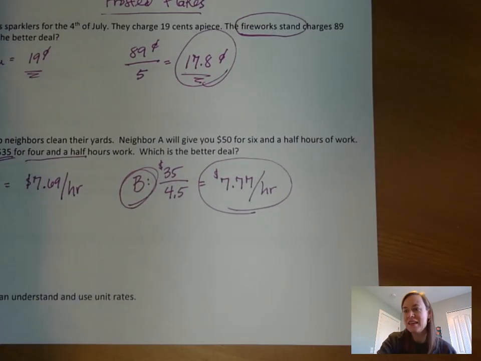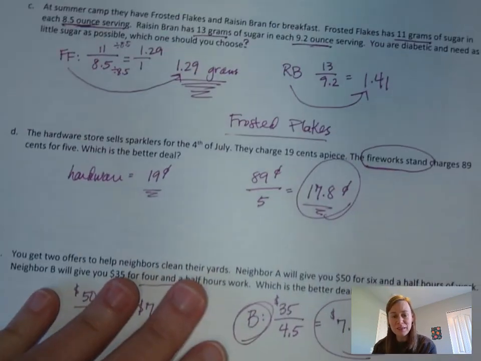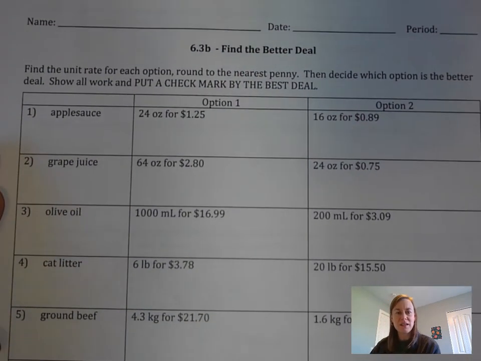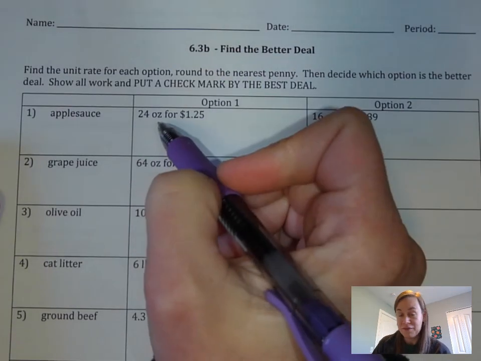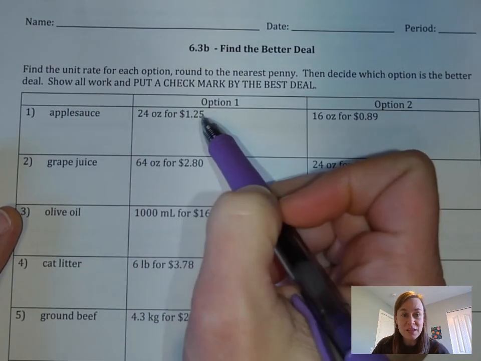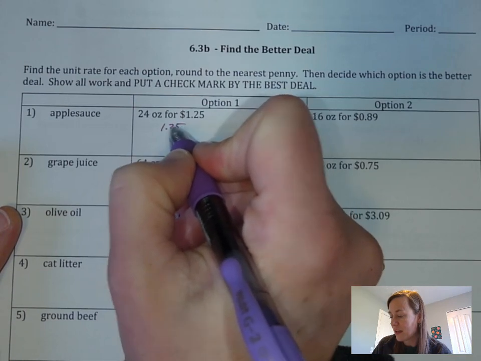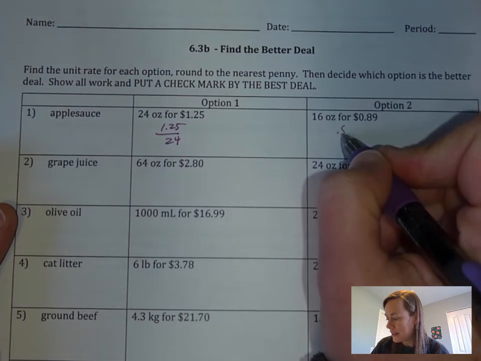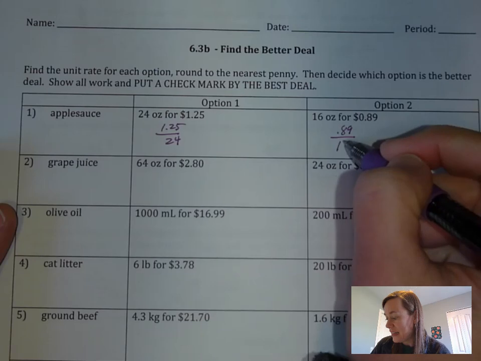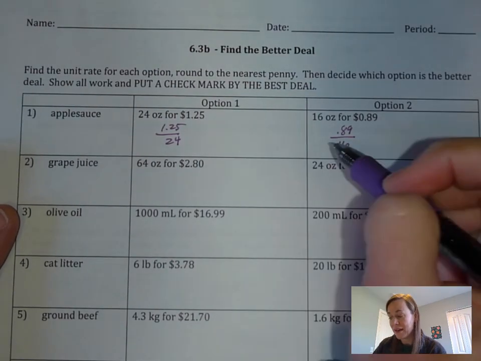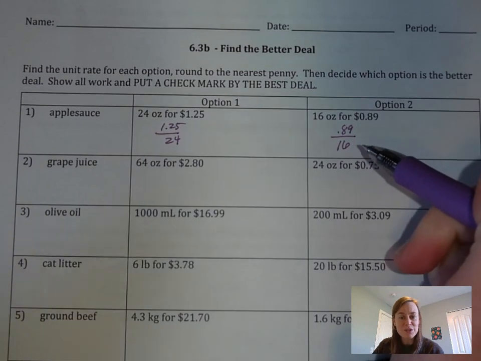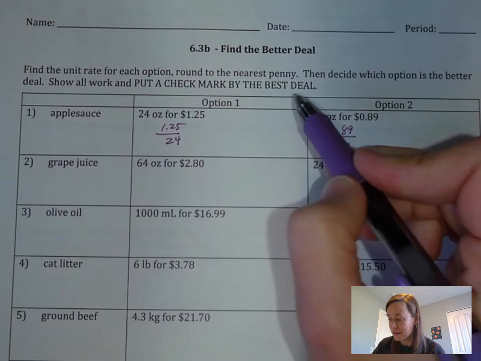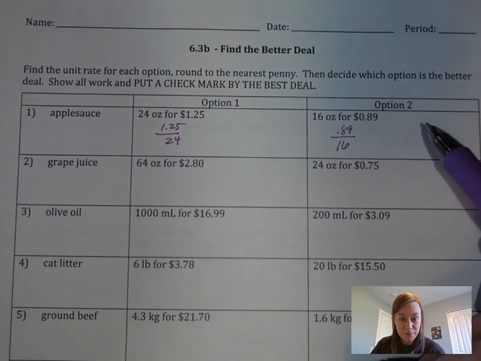All right, so that is the notes page. Let's just talk about the assignment really quick. So like in number 1, you're looking at applesauce, and you're just going to set up your ratios and figure out your unit rates. So 24 ounces for $1.25. So you'd put your $1.25 on top and put your 24 on bottom. Same thing here. You're going to put your 89 cents on top and your 16 on bottom. Divide them out, figure out your unit rate, and whichever one is cheaper is the one that you want to choose. It says put a check mark by the best deal. So once you divide, whichever one's cheaper, put a check mark by it, okay?